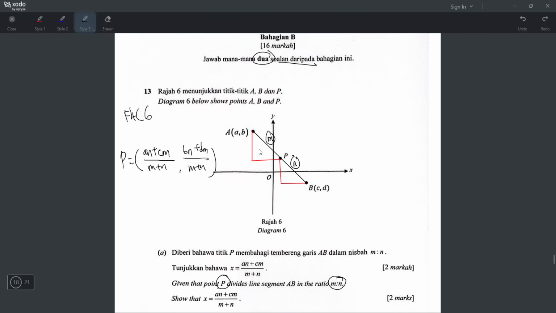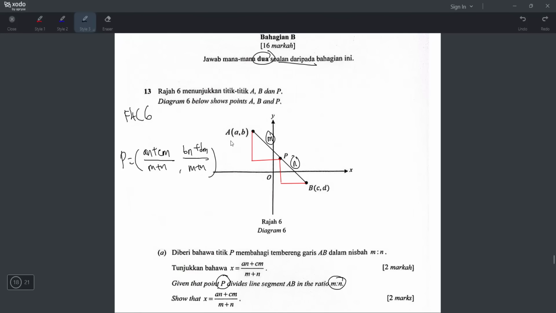Can you tell me, will these two right angle triangles be the same size? The answer is no, unless P is the midpoint. If P is the midpoint, then these two right angle triangles will be the same size. But usually we use the divisor of line segment formula when the ratio is not the same, like 2:1 or 3:1 or 5:2. So definitely these two triangles will not be the same size. So when it's not the same size, we have to use this formula.